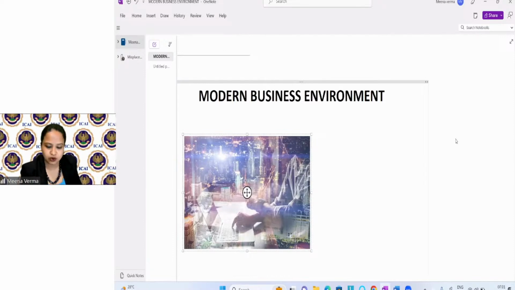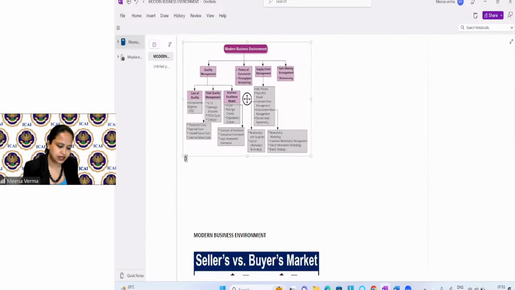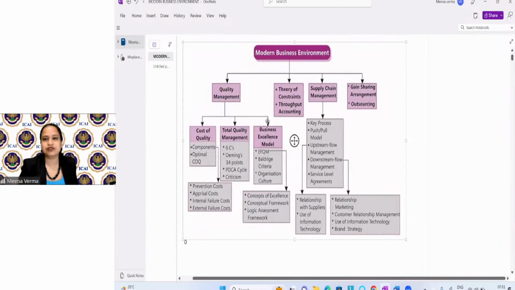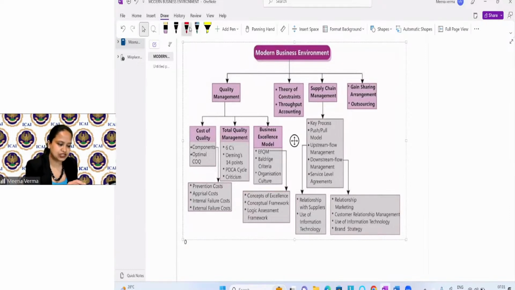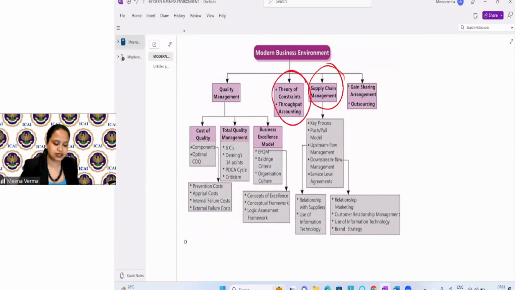Let's take an overview of the chapter. If you will see here, they have considered quality management. We will study why we are considering quality management here. Then we will study supply chain management, the theory of constraint, throughput accounting, gain sharing arrangement and outsourcing. The main focus of this chapter is on quality management.